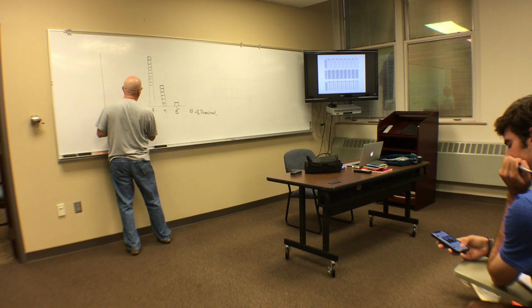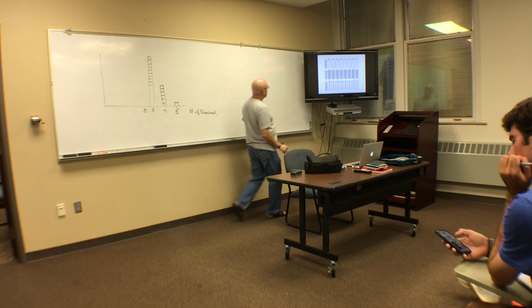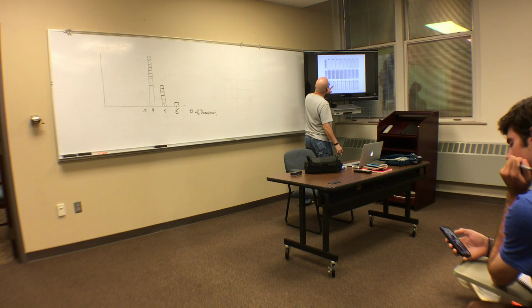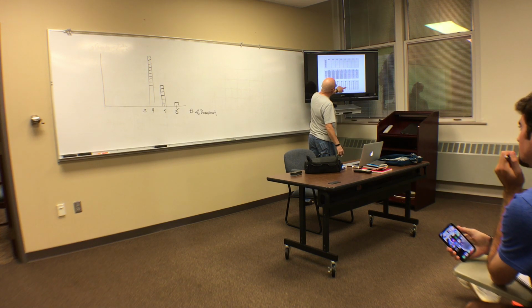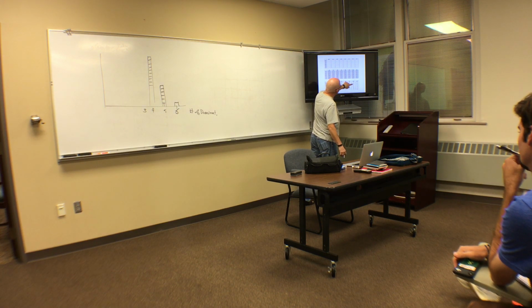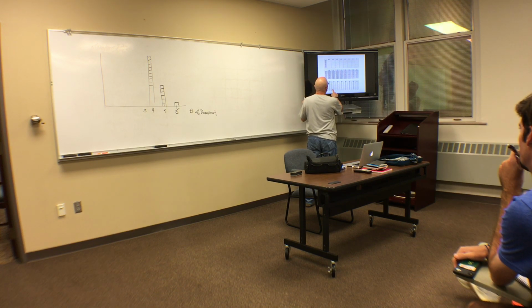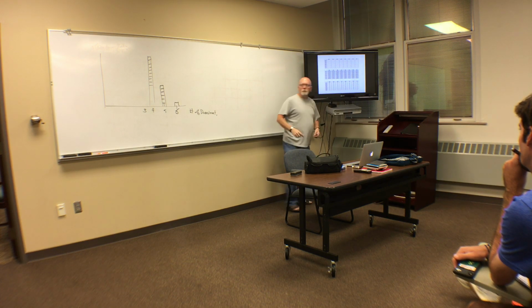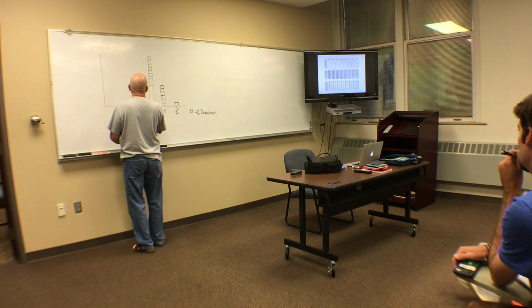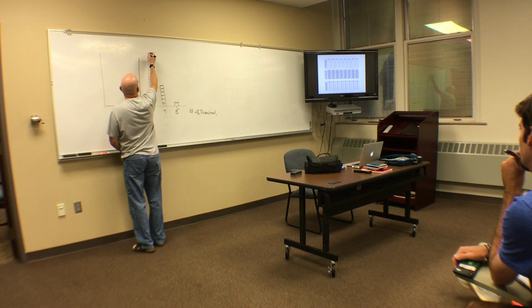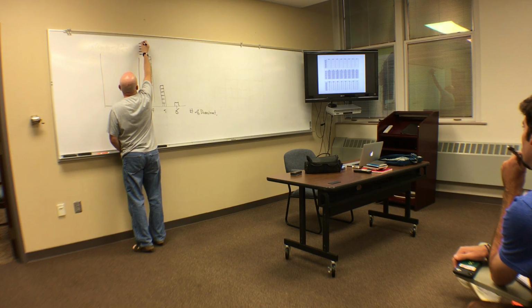3 dominant alleles. 1, 2, 3, 4, 5, 6, 7, 8, 9, 10, 11, 12, 13, 14, 15, 16, 17, 18, 19, I've missed somebody somewhere. It's supposed to be 20. 15, 16, 17, 18, 19, 20.